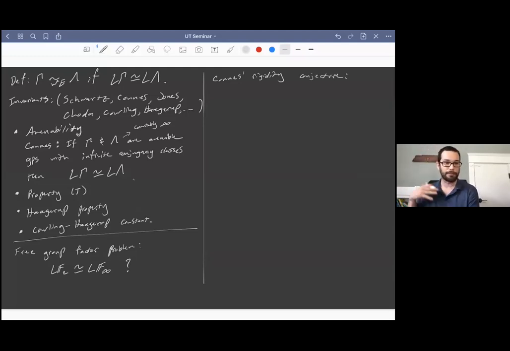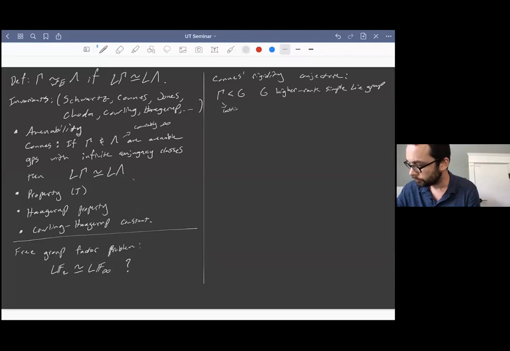Which asks if this higher rank rigidity phenomenon that Furman proved for measure equivalence also holds for W star equivalence. So here we have Gamma and G a higher rank simple Lie group, and Gamma a lattice. And if L Gamma is isomorphic to L Lambda, does this imply that actually Gamma is isomorphic to Lambda?